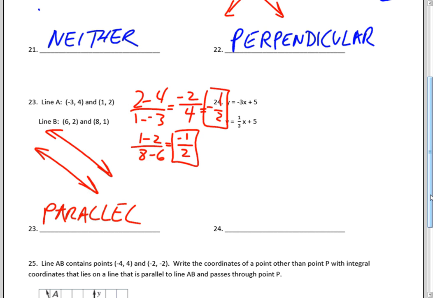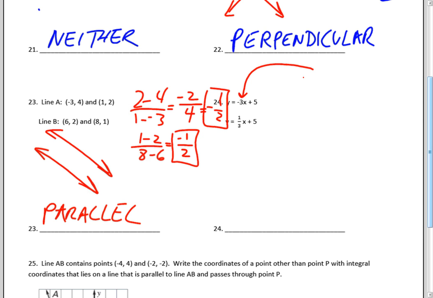Good news. The last question, you don't have to do any work because they're giving you the information in an equation. You have to pick the slope out of it. So we're not going to do any subtraction. We're just going to pick the numbers out of the equation. What's the slope in the first equation?